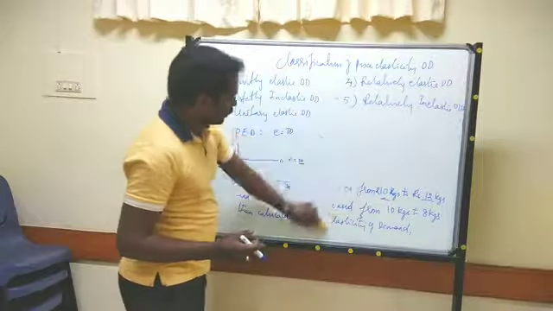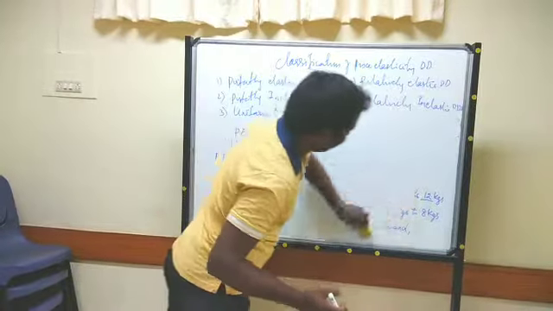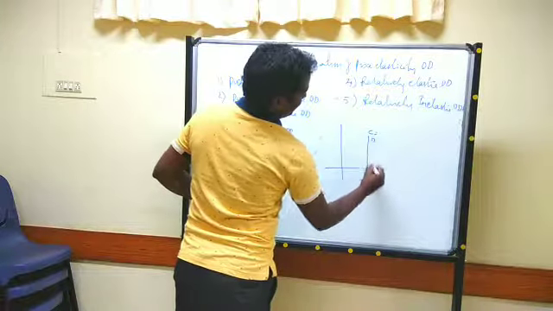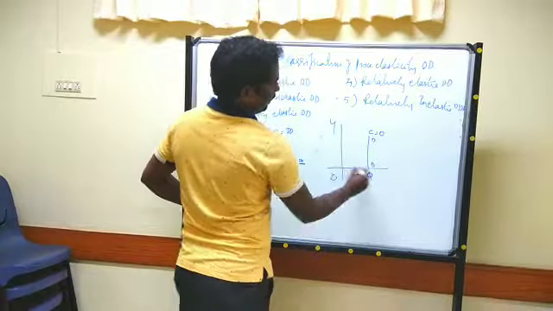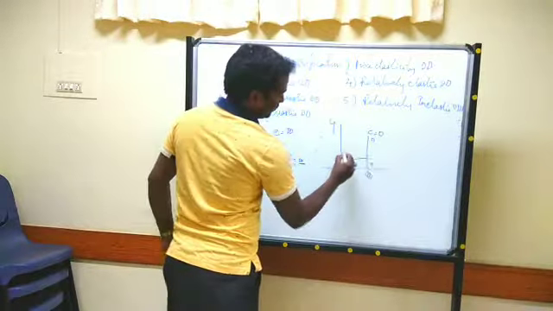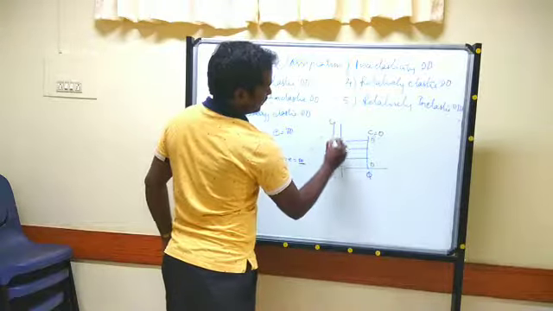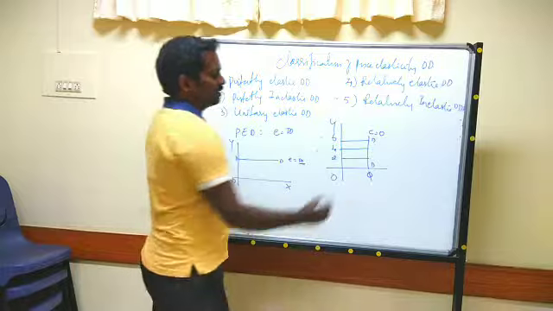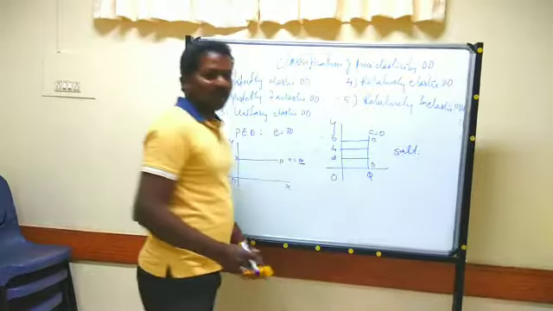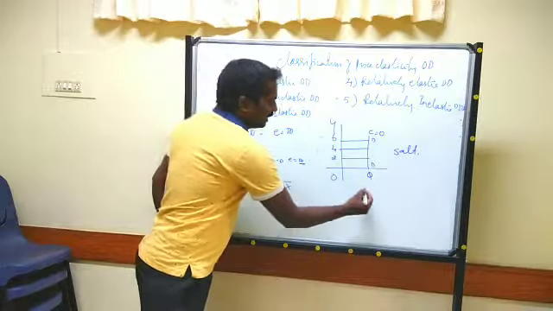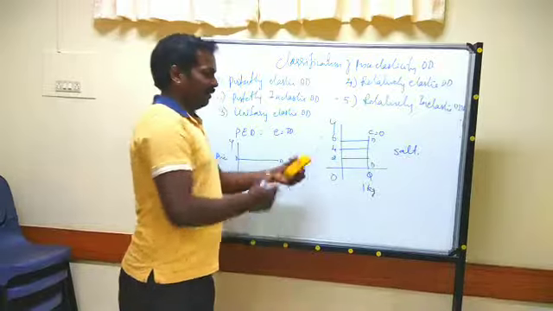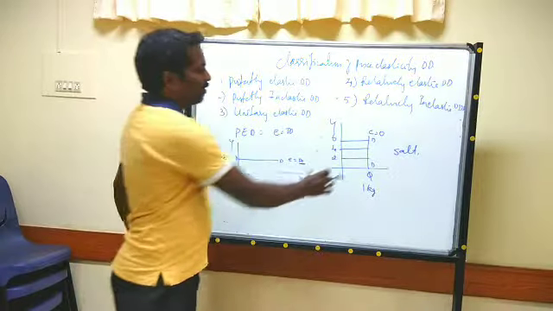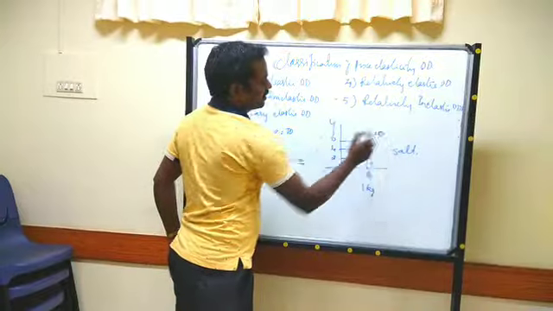Now the second one, perfectly inelastic demand. Elasticity equals 0. Whatever the change in price, maybe 2 rupees, 4 rupees or 6 rupees, the quantity demanded remains the same. The simple example for this is salt. For household usage, maybe 1 kg of salt is needed. Whether the price is 4 rupees or 10 rupees, the quantity demanded remains the same. In this case, elasticity equals 0.